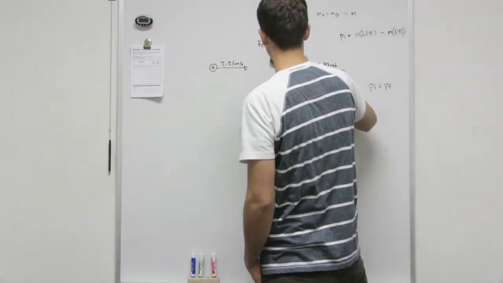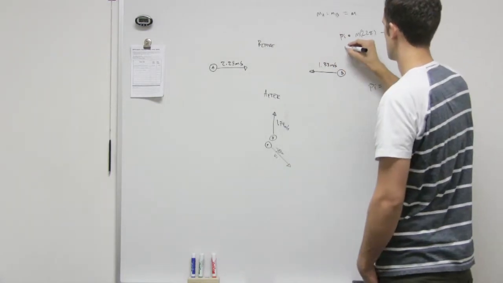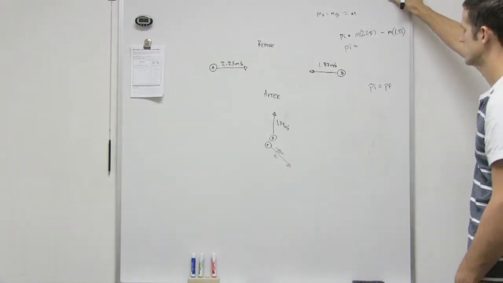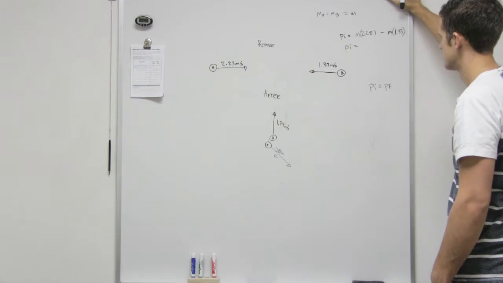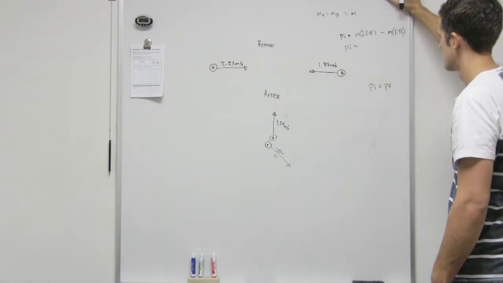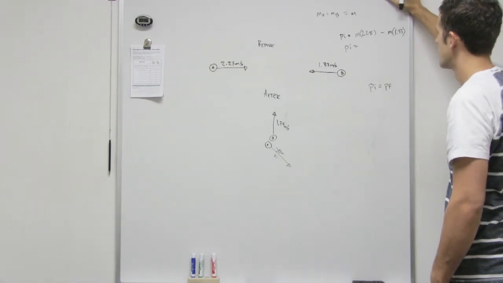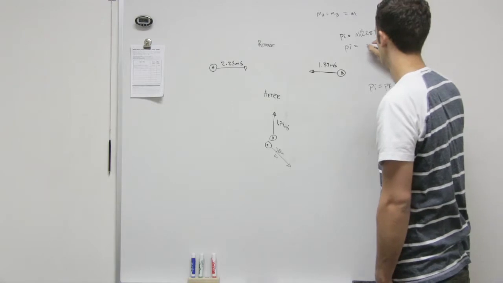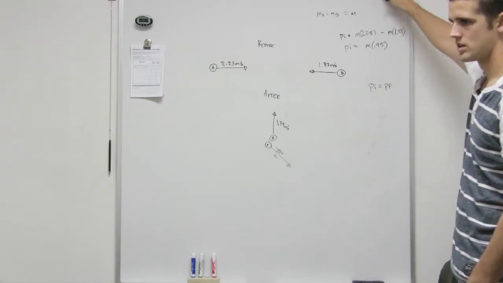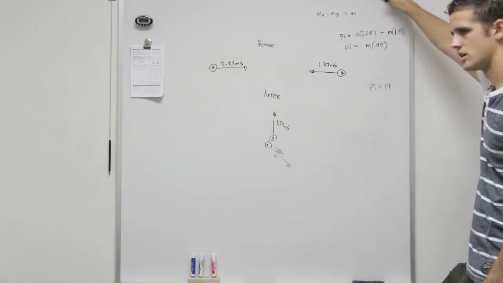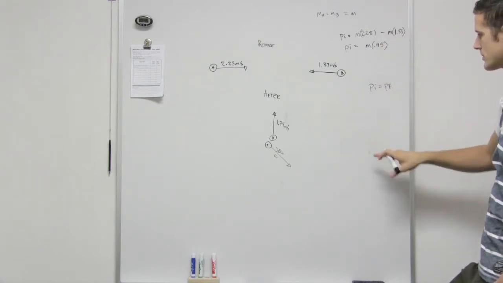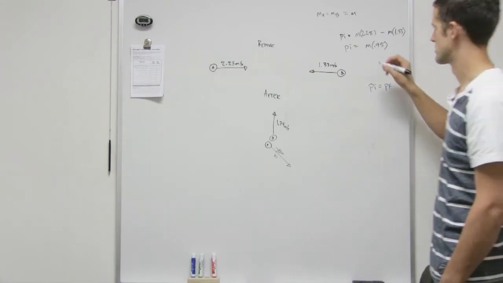So your initial momentum is going to be 2.28 minus 1.33. So that's like 0.95. Yeah, 0.95. Okay, so that's your initial momentum in x. What's your final momentum going to be?